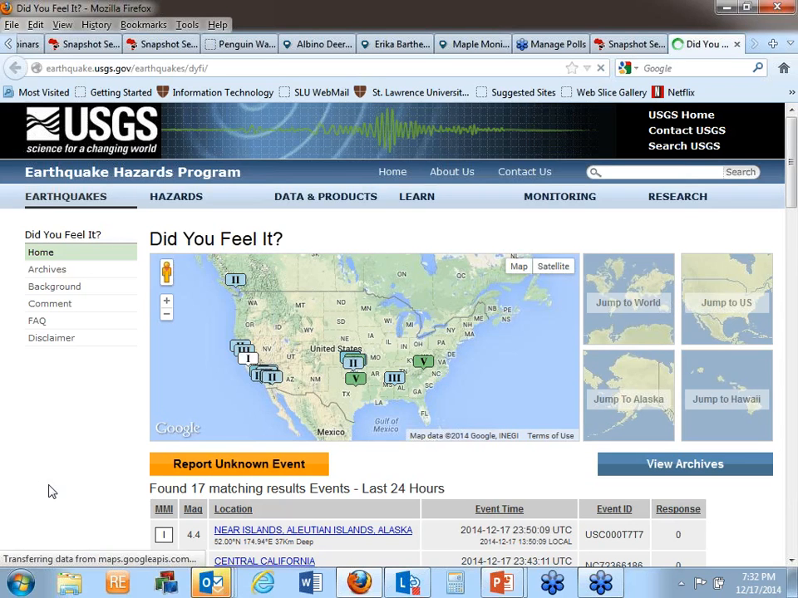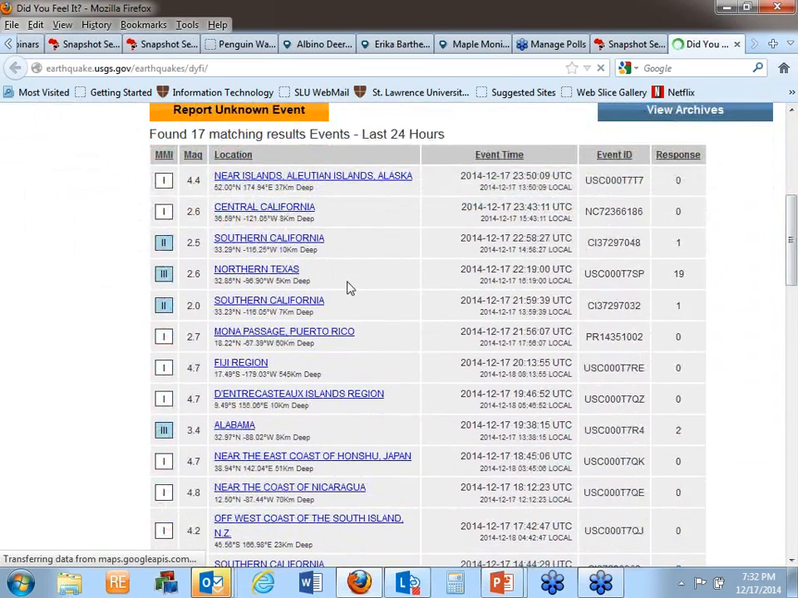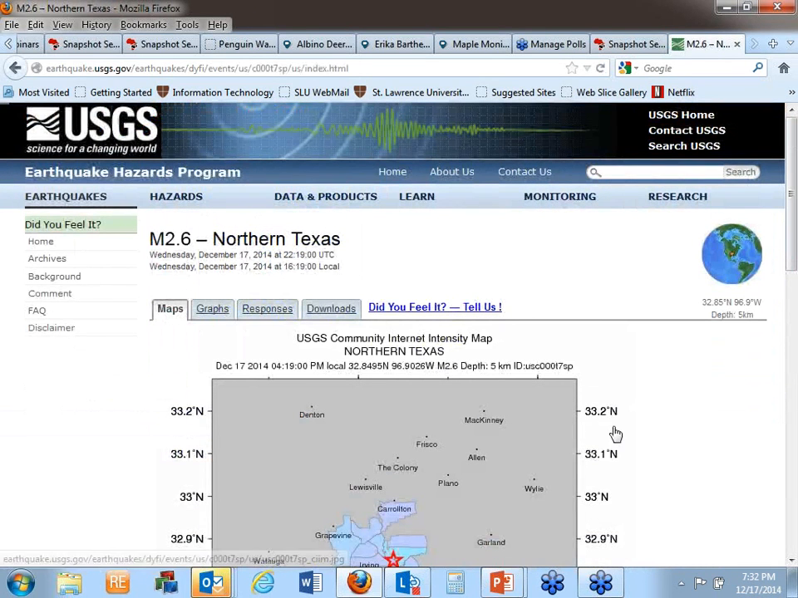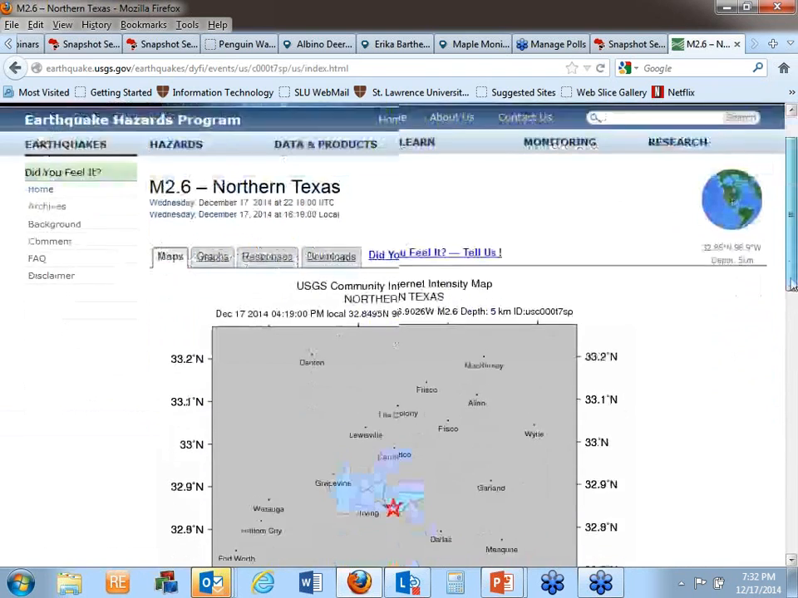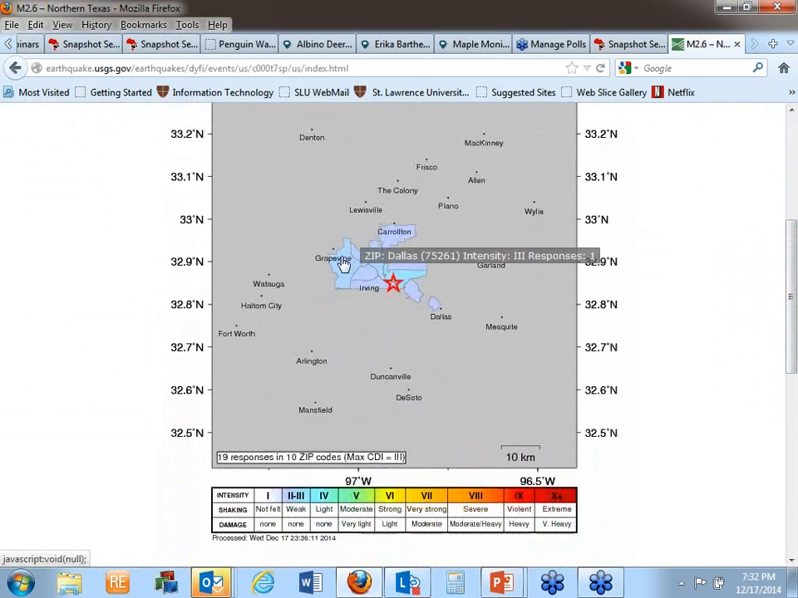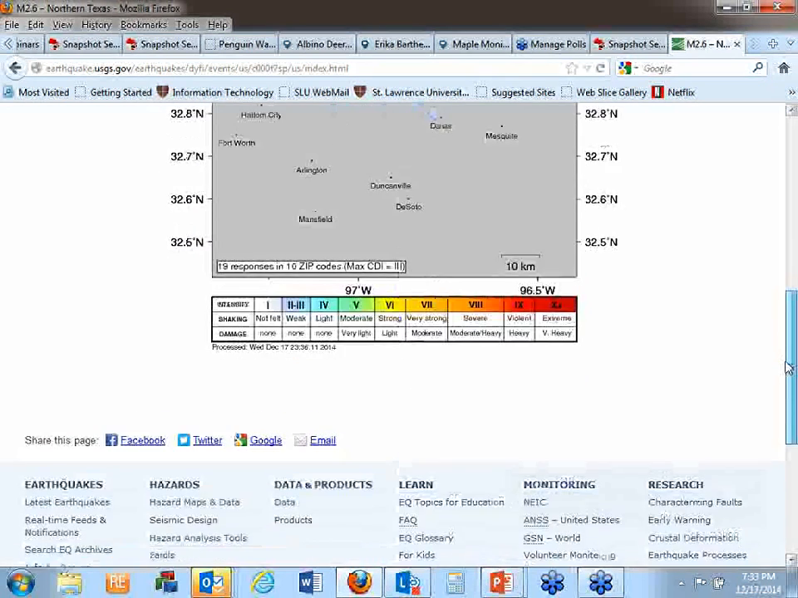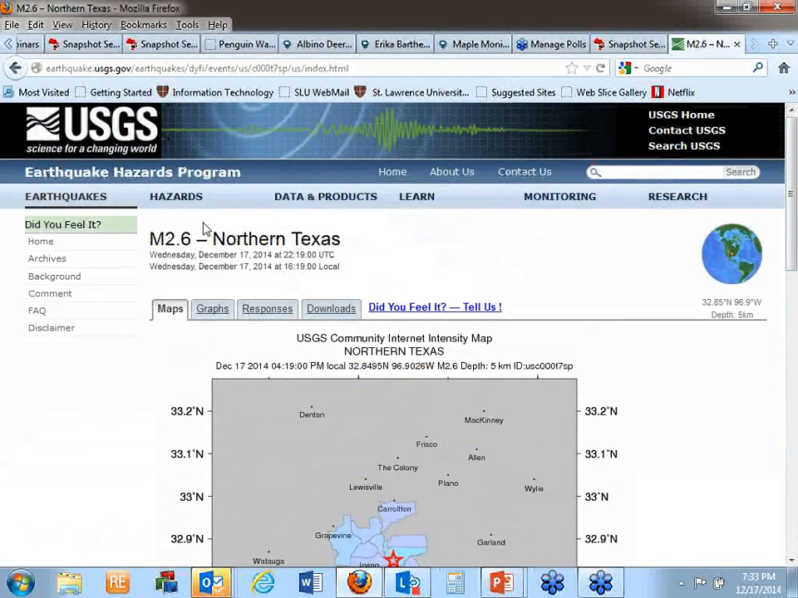And so what happens is if there's an event, and let me scroll down here and see if we can find one where people have actually reported in terms of recent events. In this case, an earthquake in northern Texas. And what we see in this instance has to do with the responses. They're colored by zip code, and the color corresponds to how strong the seismic actions were that the people felt. So in this particular example that I'm giving you, this was a very small earthquake, 2.6 on the Richter scale.